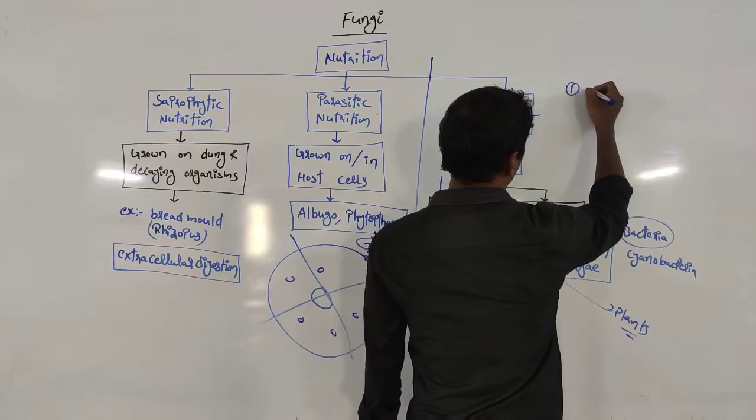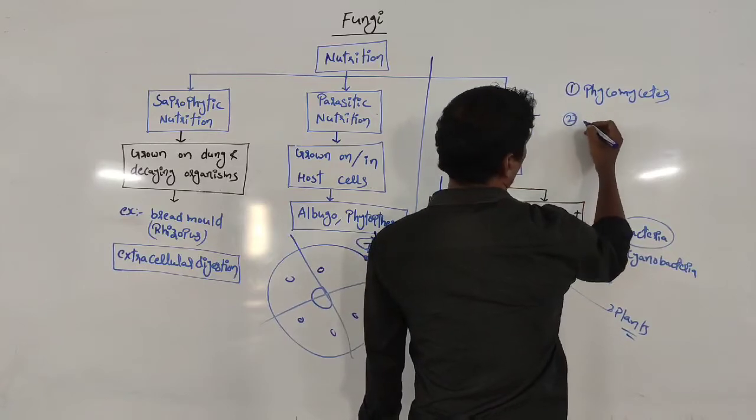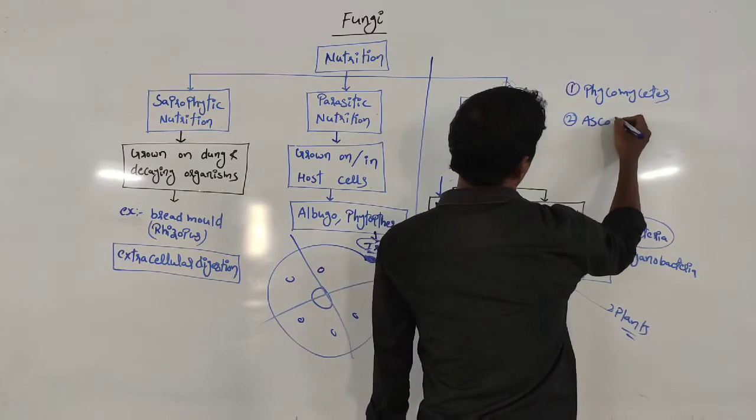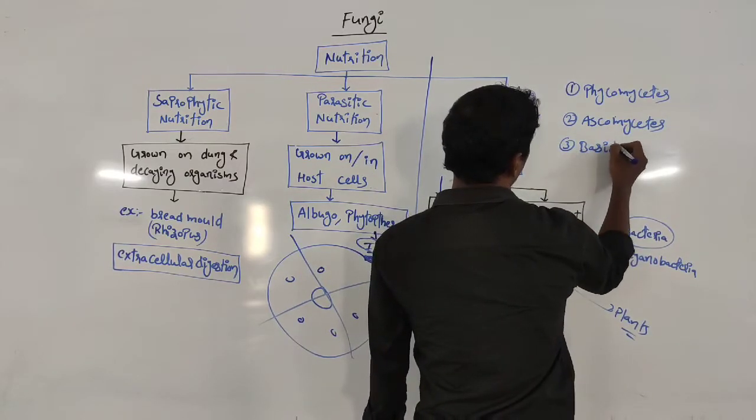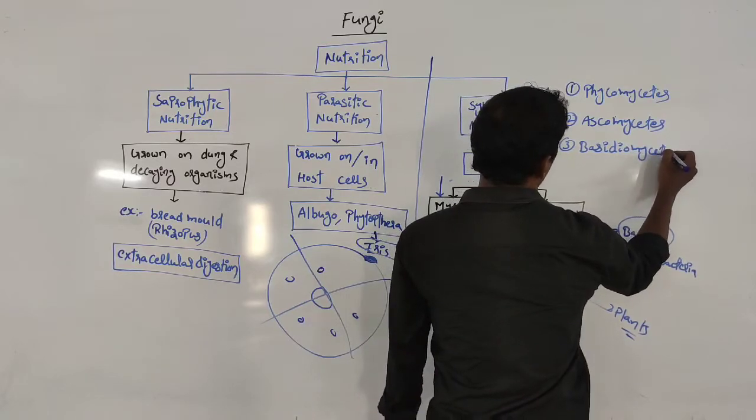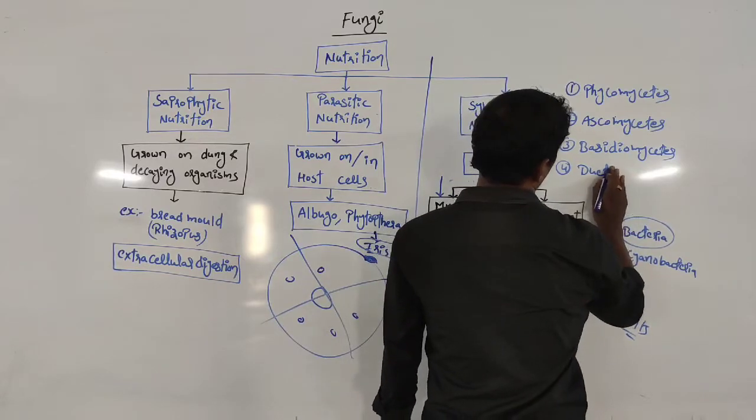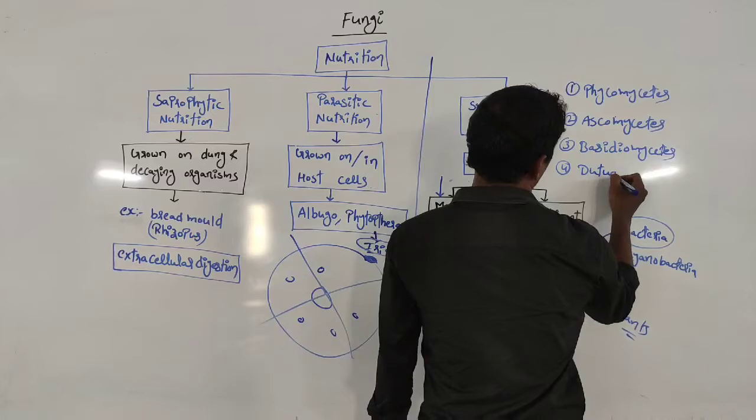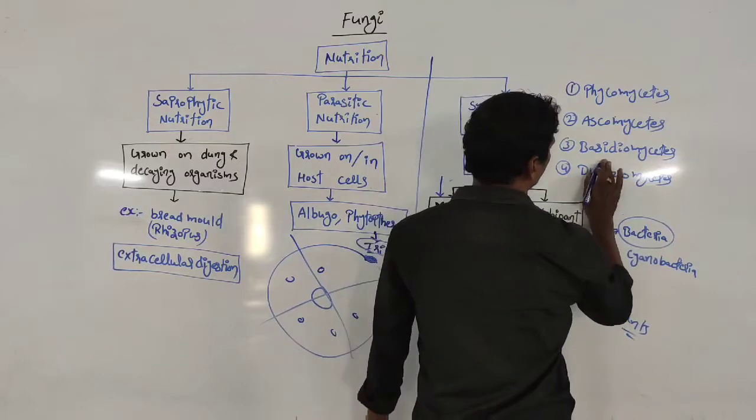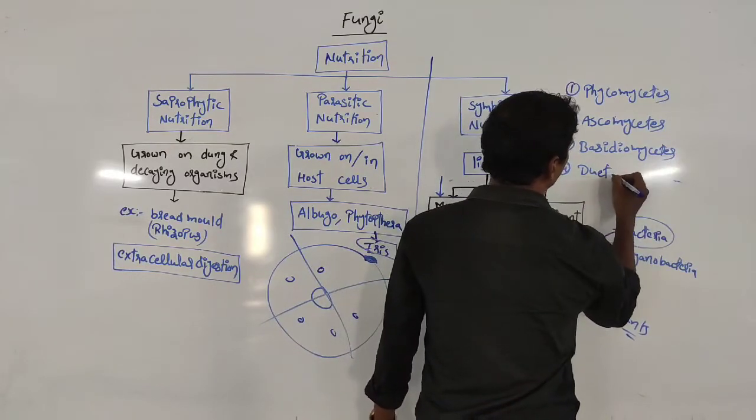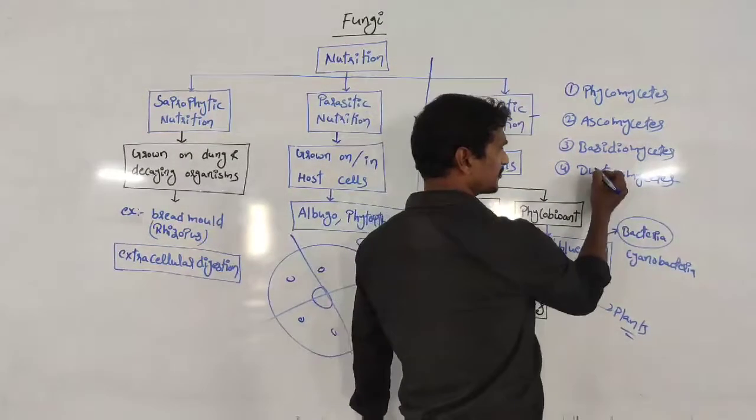So if we classify the fungi, there is Phycomycetes. Phycomycetes is the first type of fungi, and next there is Ascomycetes. This is the second type of fungi, and the third one is Basidiomycetes. Right? This is the third type of fungi, and the fourth one is Deuteromycetes. So this is about the types of the fungi.